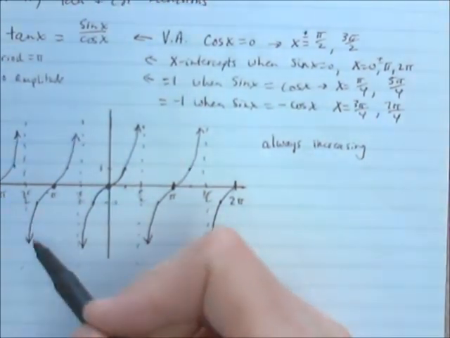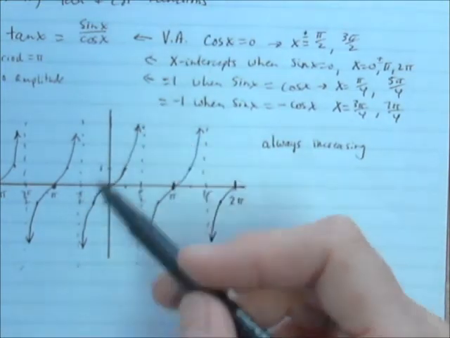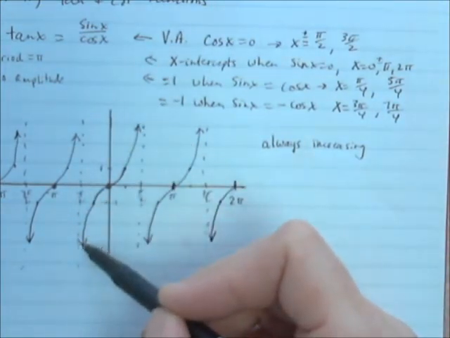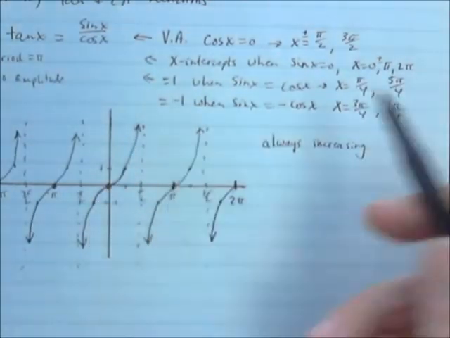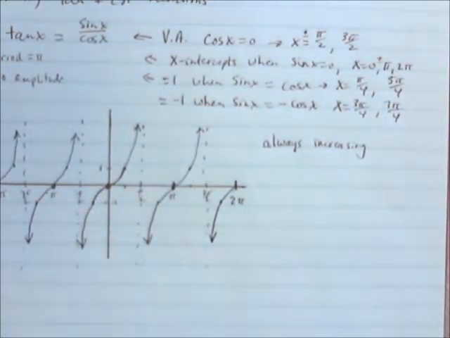As you move from left to right, the tangent graph continually goes up, even though there are arrows that go down. If you're moving from left to right, this is an always increasing graph. So that's all you have to know about the tangent graph.